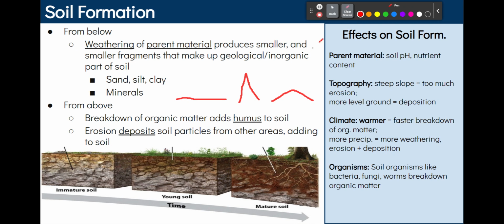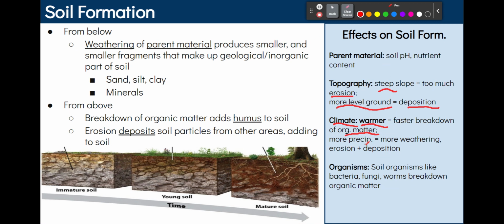So topography is how steep the slope is. If you have a steeper slope, you're going to have accelerated rates of erosion. The more level the ground is, you're going to have deposition of different materials into the soil. We'll talk about deposition later. Also, the climate: the warmer the climate is, the faster the breakdown of organic material. So when dead things are decomposing, if it's warmer, it's going to decompose faster.